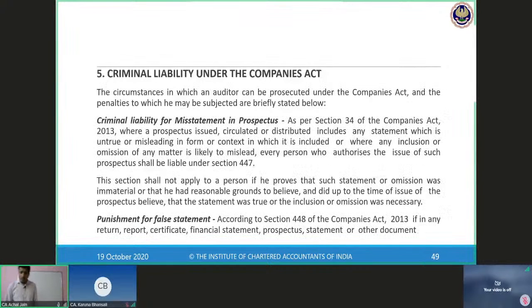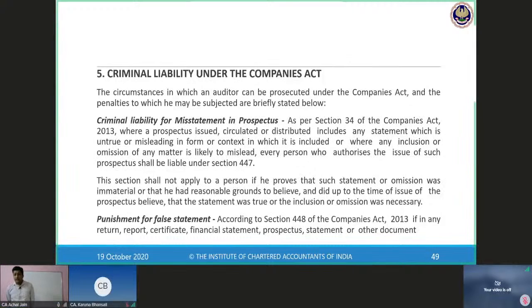Then we can move on to the next type of liabilities, which are criminal liabilities under the Companies Act. Criminal liability for misstatement in the prospectus. So we discussed the civil liabilities. Now we are talking about the criminal liabilities.